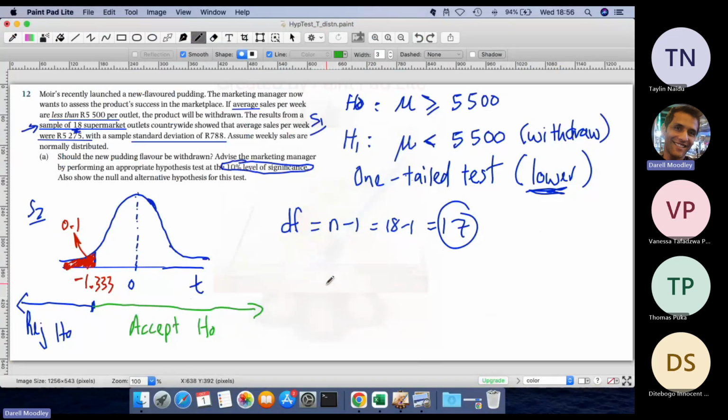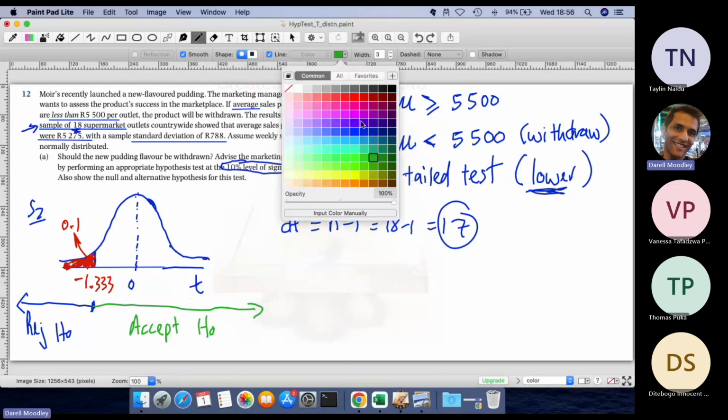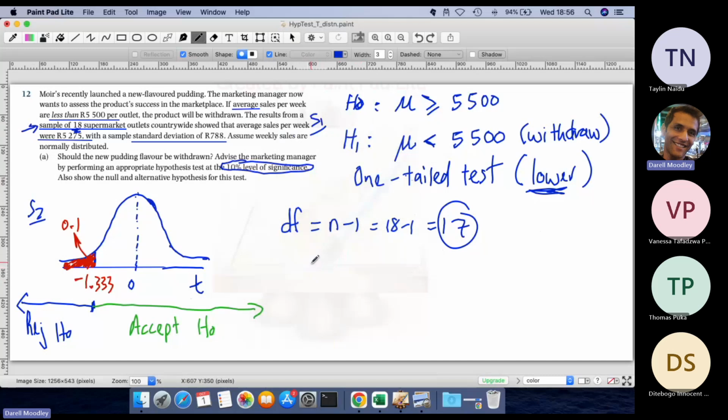Let's do step 3. Step 3 is to calculate your test statistic. You're going to calculate your t statistic, and the formula for that is in your formula sheet. You could just write t equals, you don't need to write t-test. That is given by the formula x bar minus mu, all over s over square root n. It's in your formula sheet, so don't worry about trying to remember it.